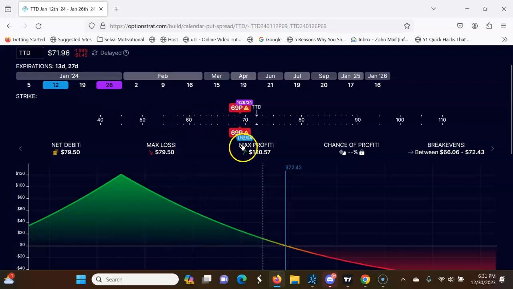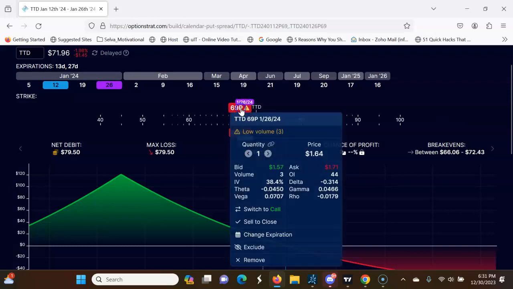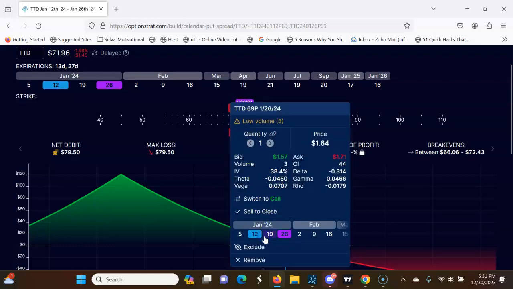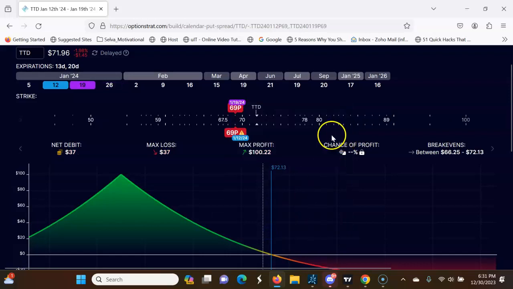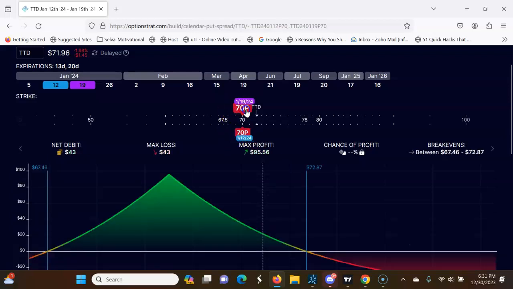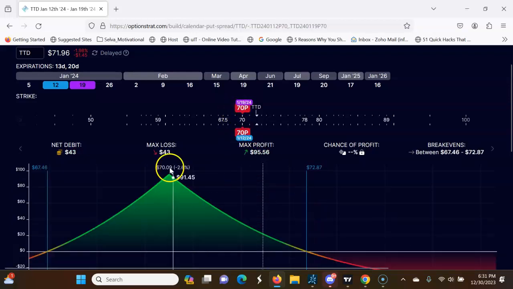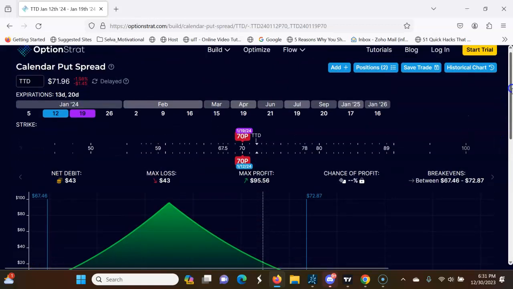Okay, so if you want this a little tighter, change 19. Okay, 37. So look at this. Okay, but the stock has to move here for maximum profit. Okay, so this is how you can put calendar spreads to advantage.